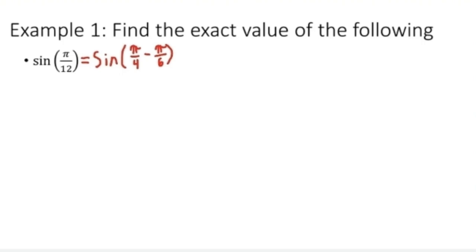Keep in mind that there are several angles that could have been picked. Pi over 4 minus pi over 6 is not the only way to find angles that have a difference of pi over 12.